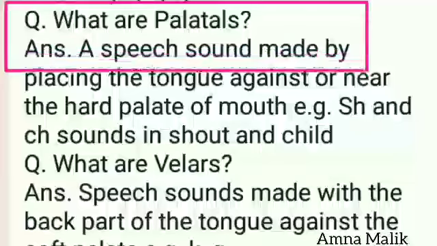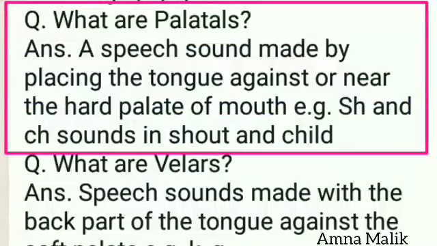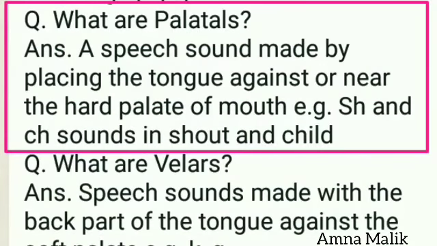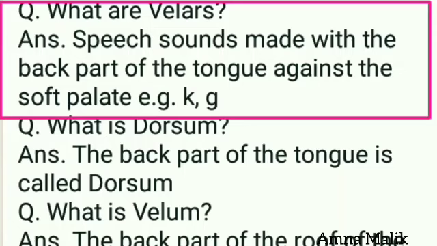Question. What are palatals? Answer. A speech sound made by placing the tongue against or near the hard palate of the mouth. For example, sh and ch sounds in shout and child. Question. What are velars? Answer. Speech sounds made with the big part of the tongue against the soft palate. For example, k and g.